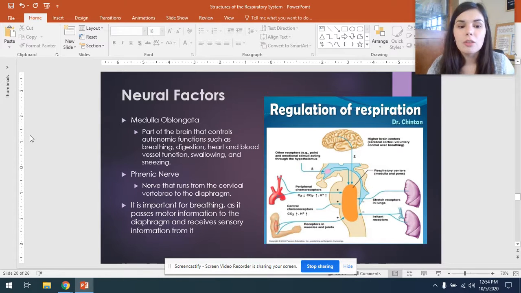And then your phrenic nerve is the nerve that actually runs from the cervical vertebrae all the way down to the diaphragm. So it's important for breathing as it passes motor information to the diaphragm and then receives sensory information back. So there's kind of a regulation of all of these neural factors that have to happen in order for breathing to take place.